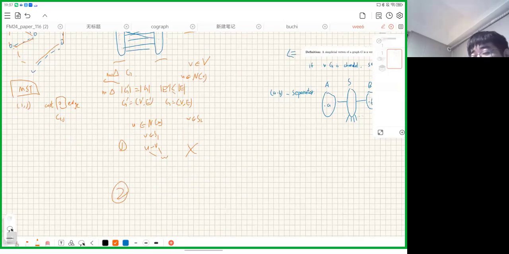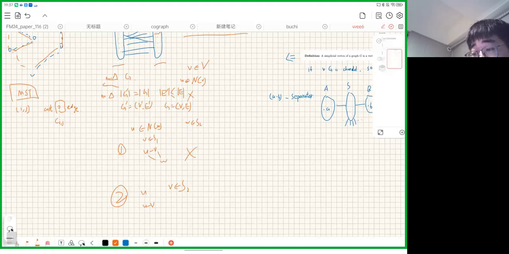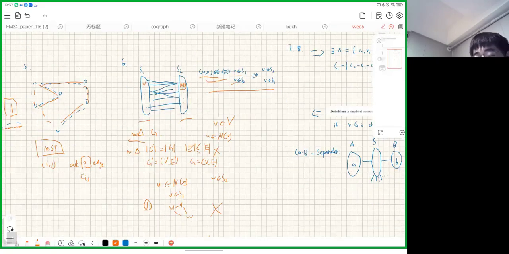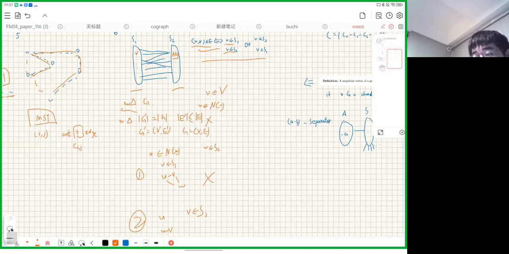So then the second possible case is that there's some V in S2 and there's no edge between U and V. This is also not possible, because if we add the edge between U and V, we will not create any triangle. So this one is not true. We can simply add this edge and create another graph with no triangle but with one more edge. So for all the cases, we can always go on and separate the vertices into these two sets.